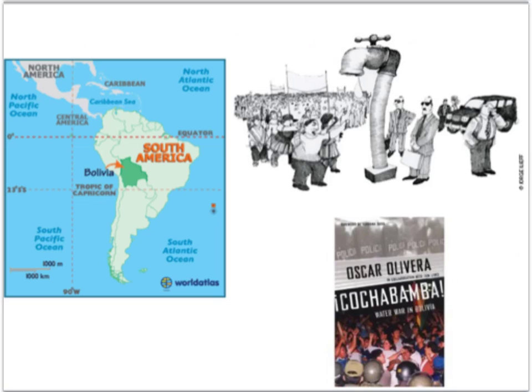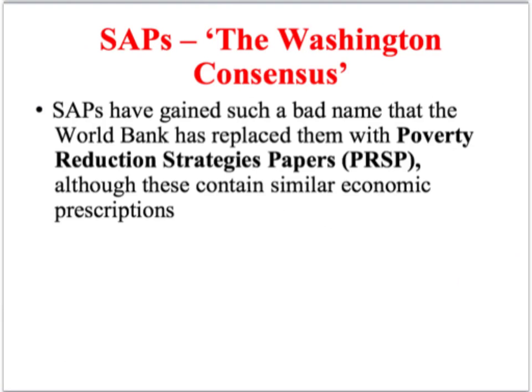So things like the privatisation of water that we've seen in many poorer countries, including, in this example, Bolivia, very unpopular with the poor. And when Bolivia's water supply was privatised and owned by a Californian company called Bechtel, even rainwater became the private property of that Californian company. And the SAPs have gained such a bad reputation that the World Bank has now replaced them with poverty reduction strategy papers. However, critics argue that this is simply a rebranding exercise.